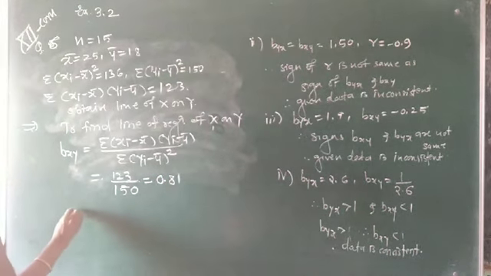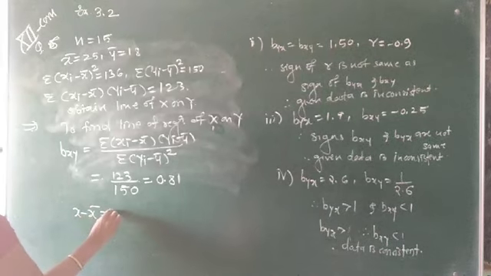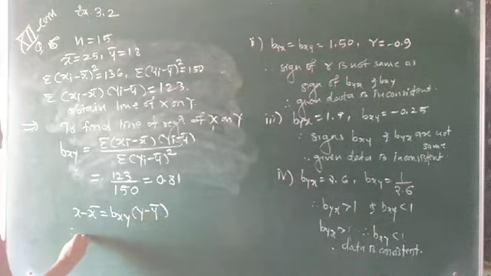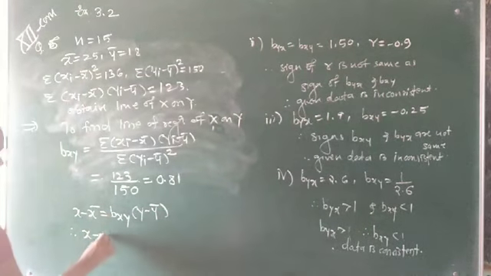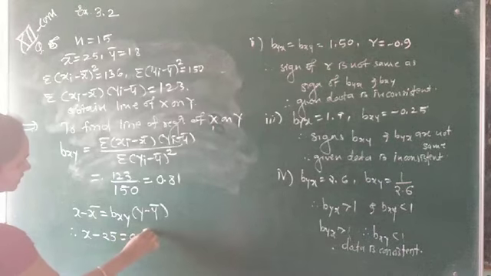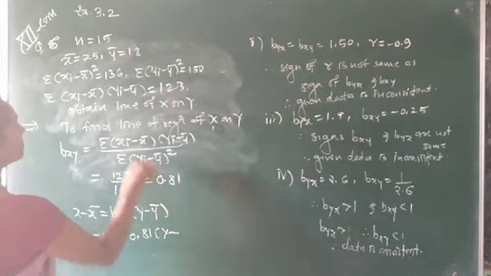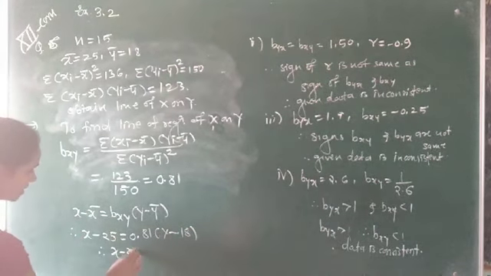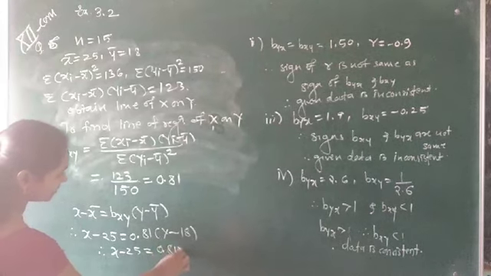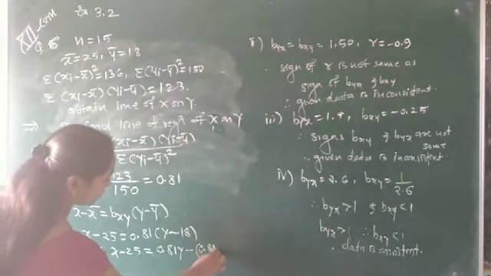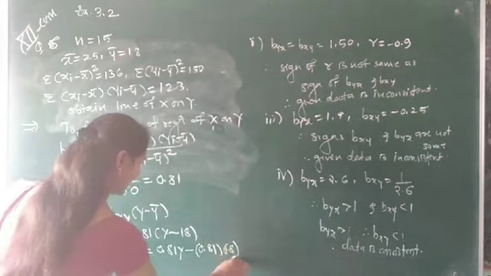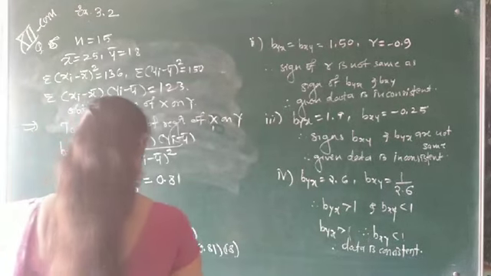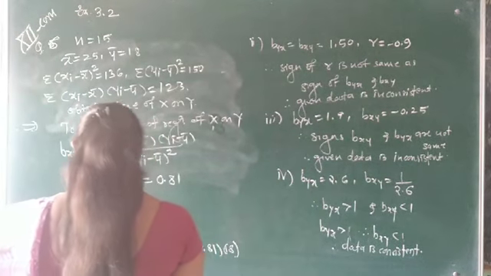Now we have to find the line of regression. That is x minus x bar is equal to bxy into (y minus y bar). X bar, the mean, is 25. So x minus 25 is equal to 0.81 into (y minus y bar). Y bar is 18. Therefore, x minus 25 is equal to 0.81y minus 0.81 into 18. If we take the product of this, 0.81y minus 0.81 into 18, that is 14.58.